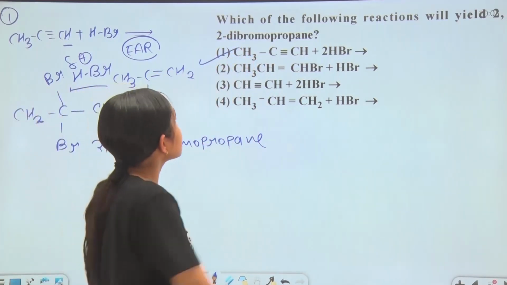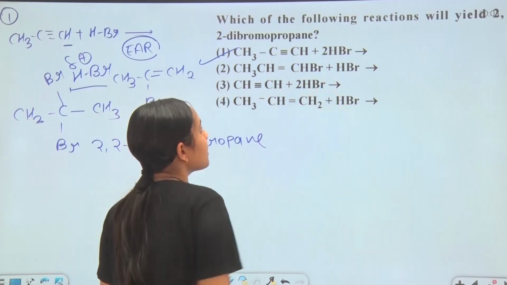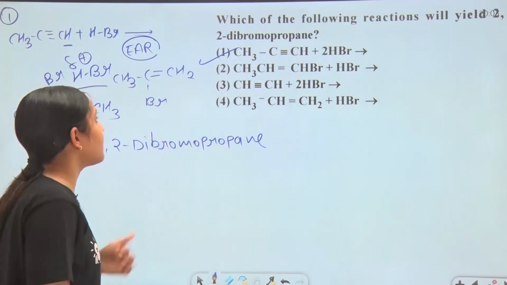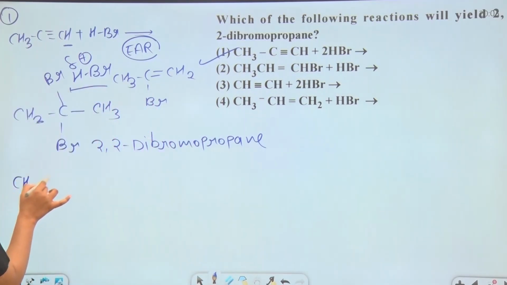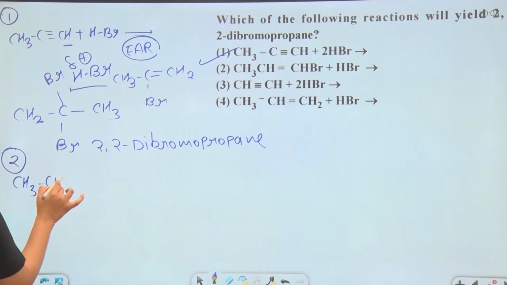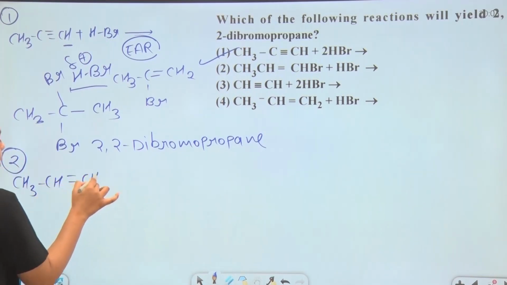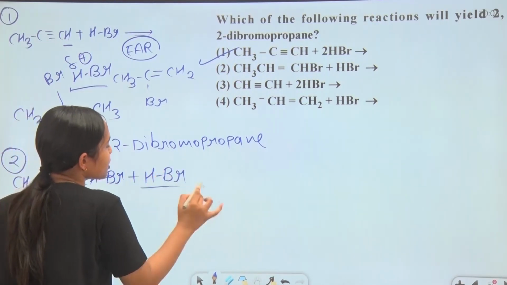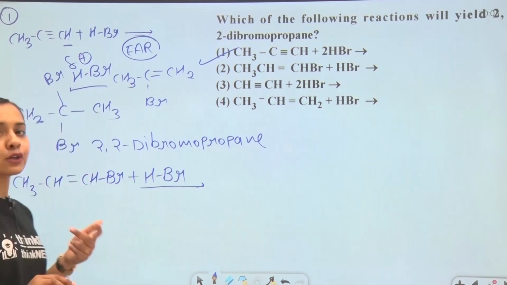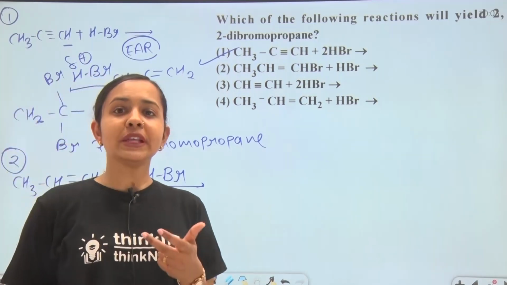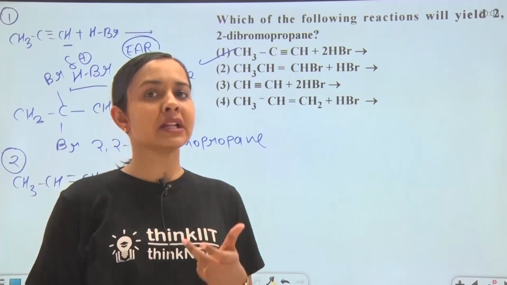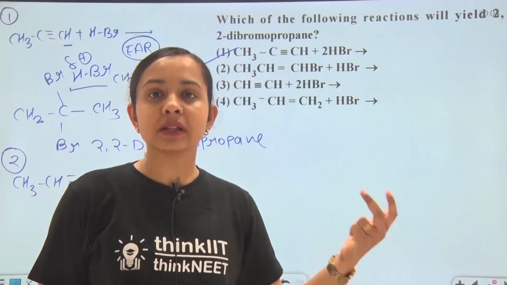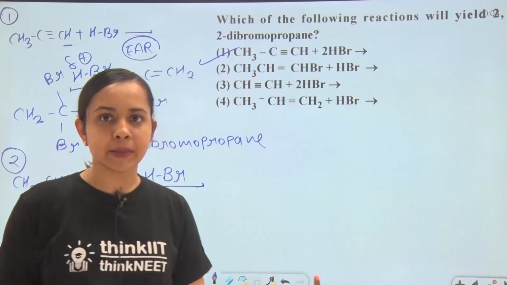Now coming to the next, CH3CH double bond CHBr plus HBr. Students, if we talk about this reaction, CH3CH double bond CHBr, this reaction will undergo an electrophilic addition reaction, right? By the electrophilic addition mechanism, and in the electrophilic addition mechanism, a carbocation is formed as the intermediate of the reaction. So the reaction proceeds by the formation of the more stable carbocation, right?